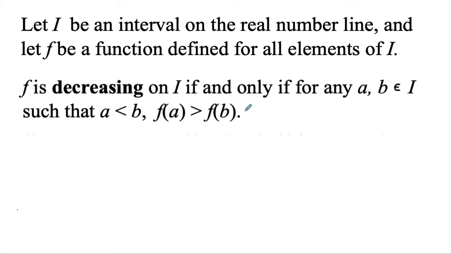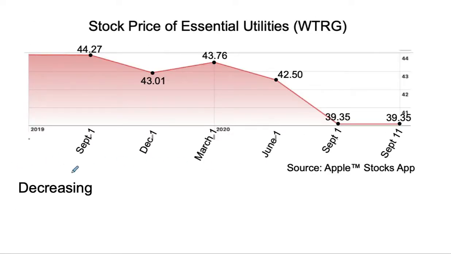Let I be an interval on the real number line, and let f be a function defined for all elements of I. The function f is decreasing on that interval if and only if for any a and b in the interval such that a is less than b, f of a is greater than f of b. Again, let's consider Essential Utilities. In this case, if we look at March 1st through September 1st, on that interval we would say that the stock price is decreasing. So the interval of decreasing is March 1 through September 1.